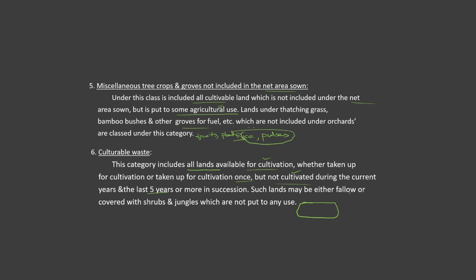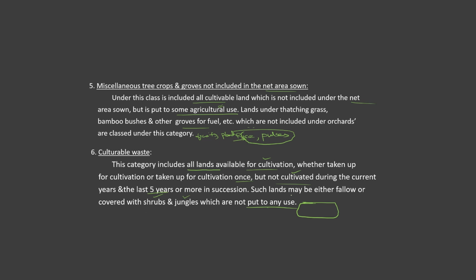Such lands may either be fallow or covered with shrubs and jungles which are not put to any use. That means that due to non cultivation in this area, shrubs or weeds or jungles have grown. So, this type of area also comes under the definition of this land.